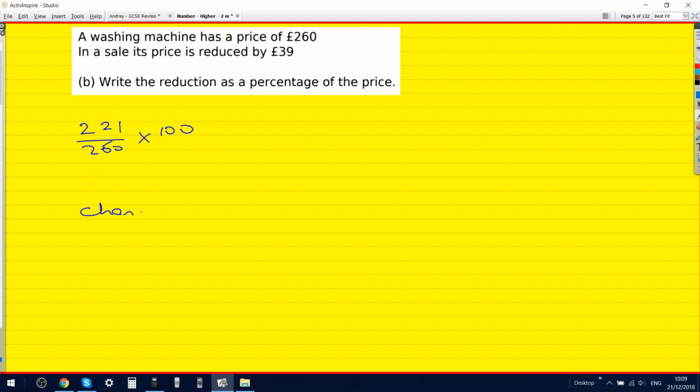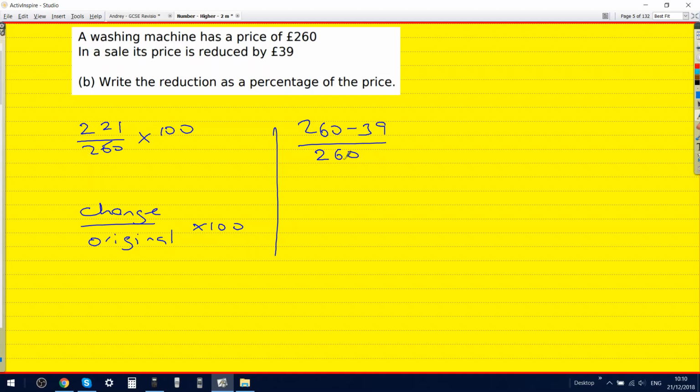Oh. It's change over original times by 100. And so if it's a calculator question, I would even just do that. Wouldn't even try to work it out. Over 260. So that's how much it changed by. That's that times 100. And that gives us the reduction as a percentage. Yeah. So the first bit gives... Hang on, the reduction.